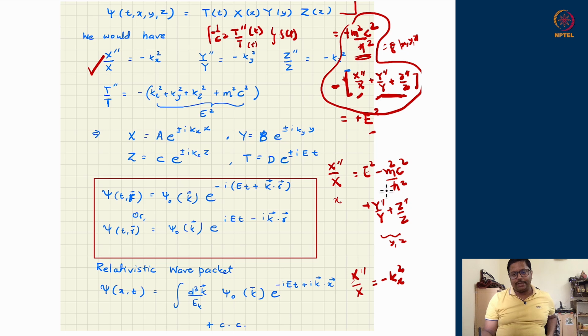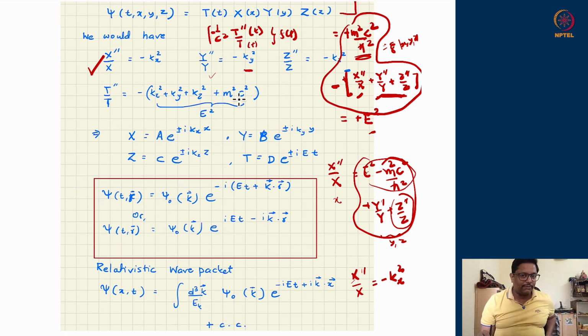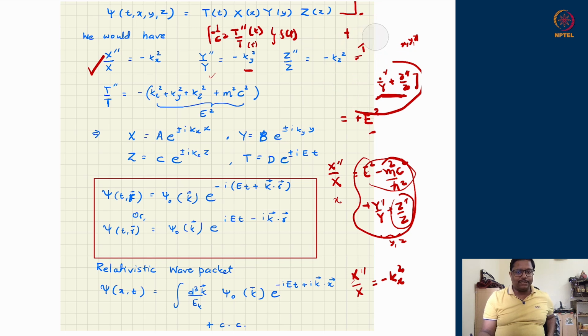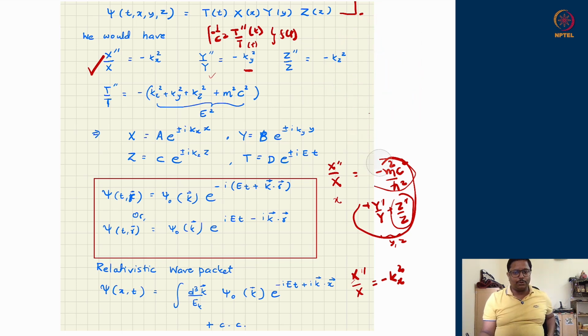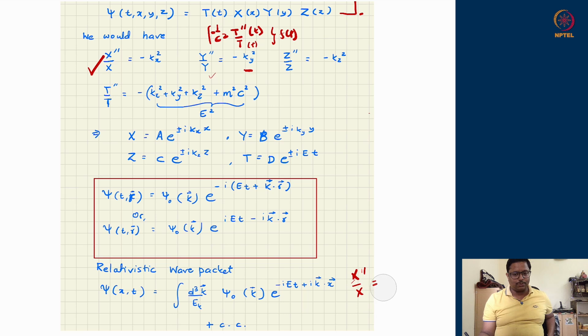Similar game I will play on the remaining quantity y double primed upon y and z double primed upon z. So since this combination is equal to another constant which is minus kx square, again I can take this z double primed and this quantity on the right hand side. So y double primed upon y should be equal to some constant, minus ky square. And ultimately you play the same game on the z variable itself, and you end up getting that z double primed upon z should also be equal to some constant, minus kz square.